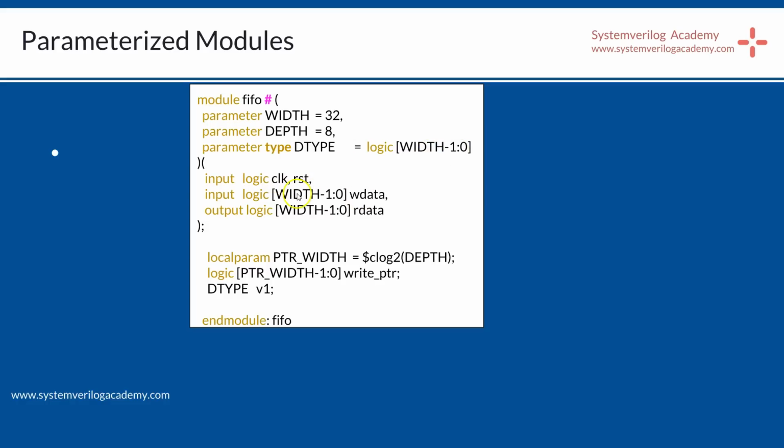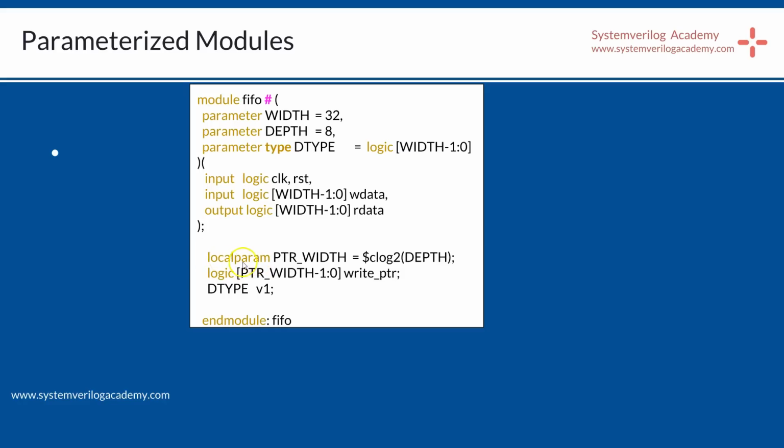You can see that the size of input WData and output RData are equal to the parameter value width. After the port declaration, another parameter named ptr_width is defined using the keyword localparam. This parameter will be local to the module definition and will not be available in the port list.